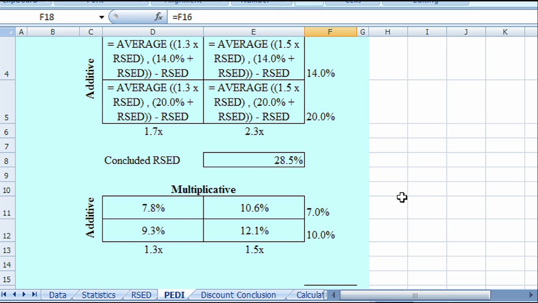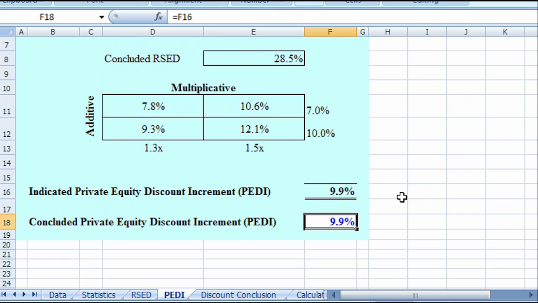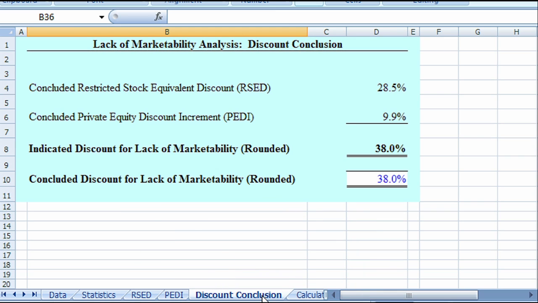And again, it comes right out of the Pluris DLOM database, where we look at marketability discounts for large blocks of restricted stock versus small blocks of restricted stock. The difference between large block discounts and small block discounts is an analogy for the difference between private companies and public companies. And when we add this private equity discount increment to the restricted stock equivalent discount, we get 38% in this case. So that's the concluded discount for lack of marketability using the Pluris DLOM database.